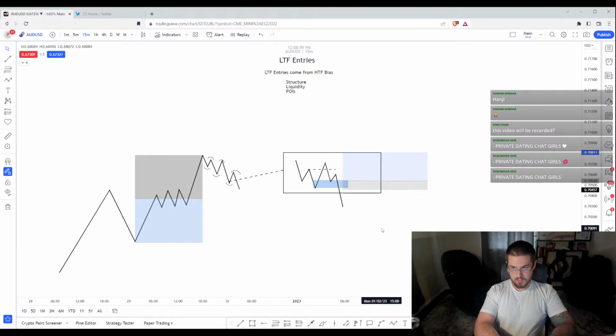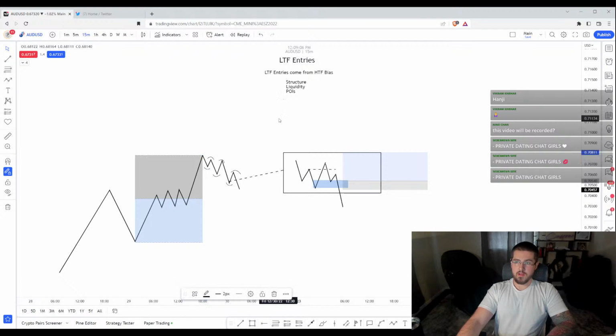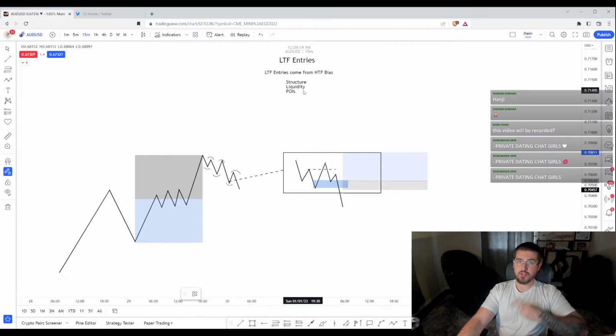So there's a lot you've got to mix in with those lower time frame entries, and obviously the first one is structure. In this example, we have bullish structure and we were trying to long. So why didn't it work? Well, because you can't just use structure alone. We're going to have to use liquidity. We're going to have to use points of interest, right? So what I would recommend to anybody is use 2 of these, if not all 3. I like using all 3.